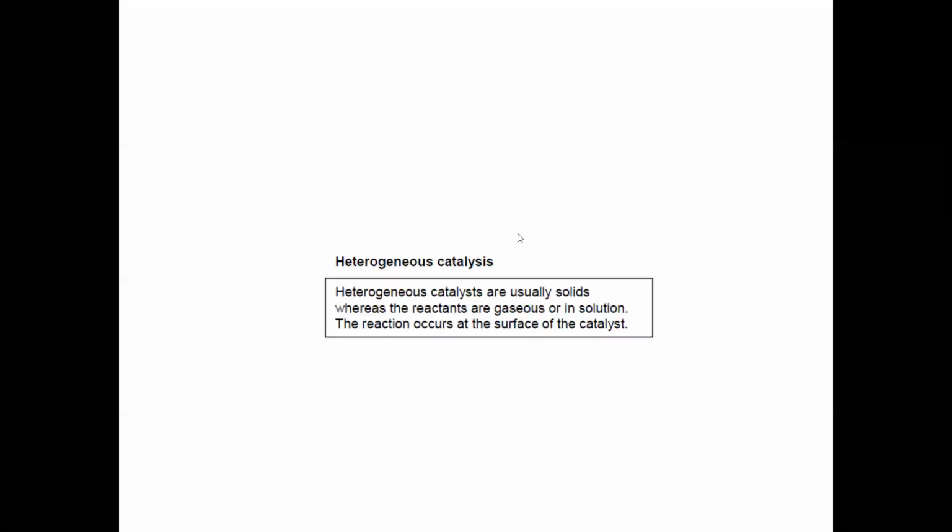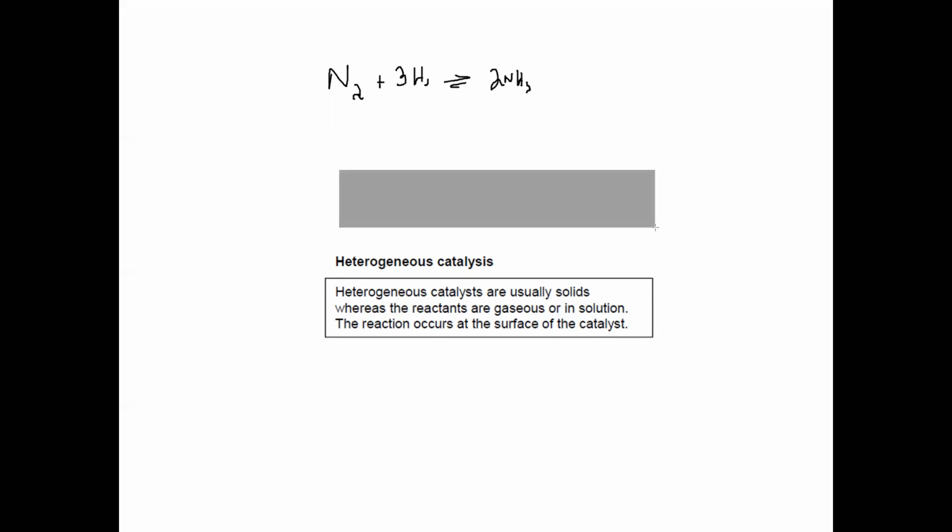You will learn heterogeneous and homogeneous catalysts in detail. Heterogeneous catalysts are usually solid, where the reactants are either gaseous or in solution, and the reaction occurs at the surface of the catalyst. For example, nitrogen reacts with hydrogen to form the product ammonia. The reaction is reversible, so ammonia can decompose back. Say we use iron as a catalyst in the Haber process.